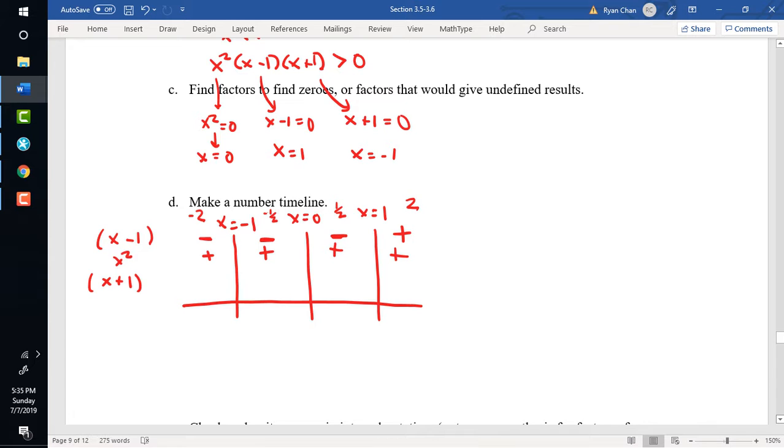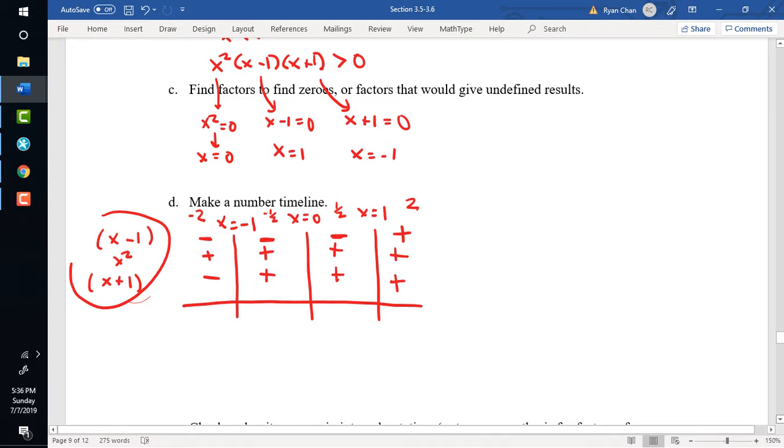Now let's take a look at the last one. So plug in -2, I get negative. -1/2 plus 1 is +1/2. 1/2 plus 1 is positive. And then 2 plus 1 is 3, which is also positive. Okay. So make sure you write down all of your factors that make up your entire inequality. Otherwise you're going to miss pieces, and that's going to change your answers.